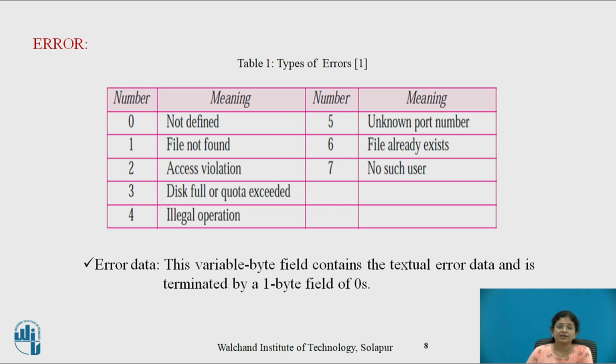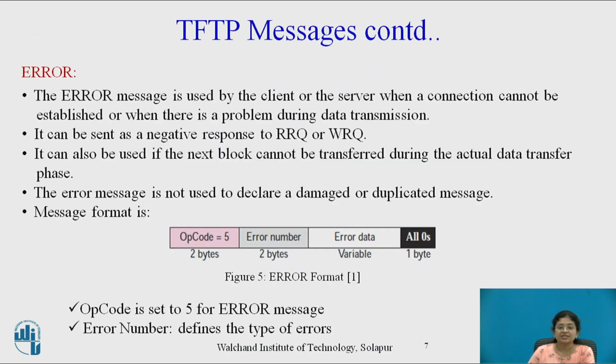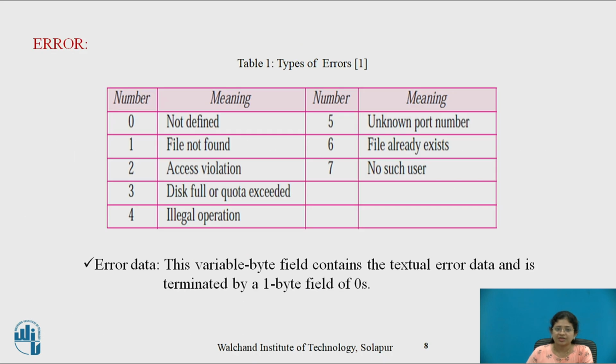If that error number field is set to 4, that means illegal operation. If it is set to 5, that means unknown port number. If it is 6, it is file already exists, and if 7, then there is no such file. So these are the various types of errors shown in this table. Now the error data, the last field. This error data is a variable byte field, contains the textual error data and is terminated by a 1 byte field of all zeros.